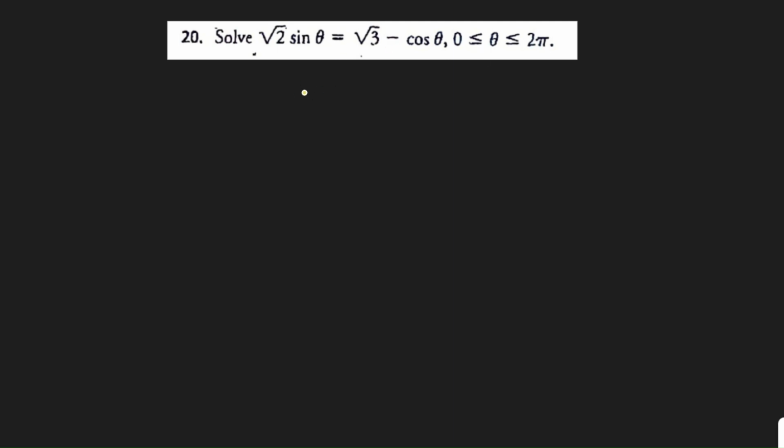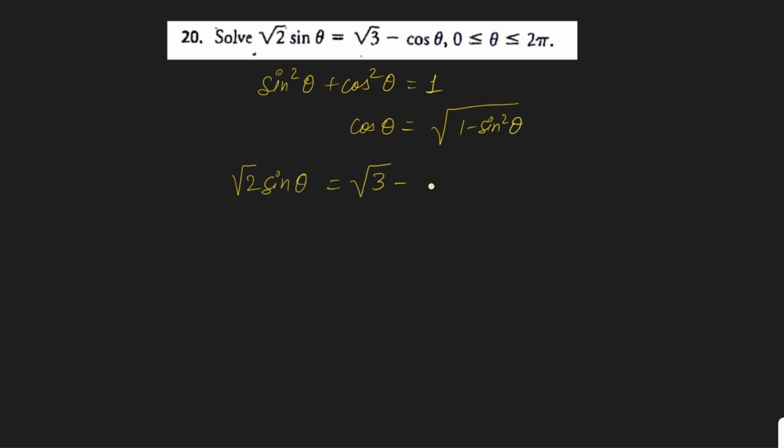So we can choose any one. For this purpose, we'll be using the first identity, which is sin²θ + cos²θ = 1. So we know that if we want to write cos θ in terms of sin θ, we can write it like this. So I'm going to replace this cos θ by this value. So I'll get √2 sin θ = √3 − cos θ, which is going to be √3 − √(1 − sin²θ).